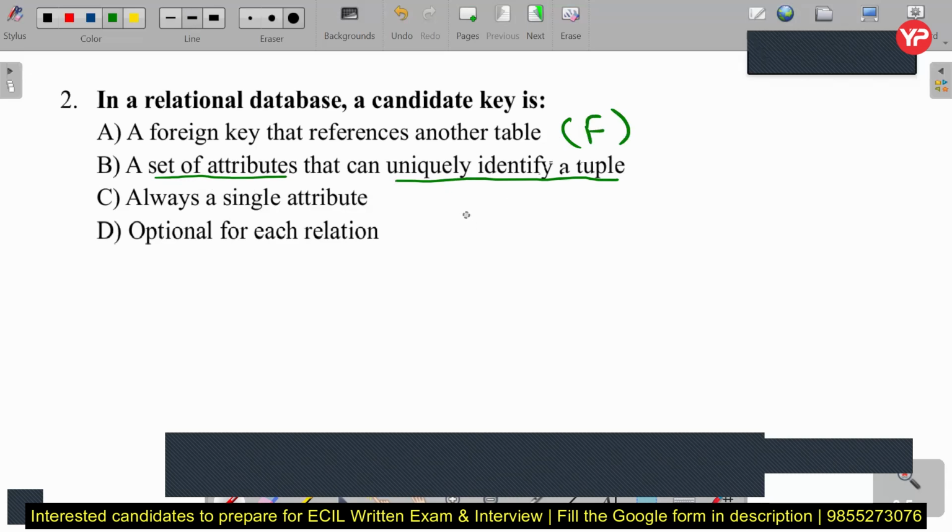Move to option C. It is always a single attribute? No, a candidate key may be a composite key also. That's why it is false. Optional for each relation? No. So the correct answer is B: a set of attributes that can uniquely identify a tuple. And that is the objective of a candidate key.